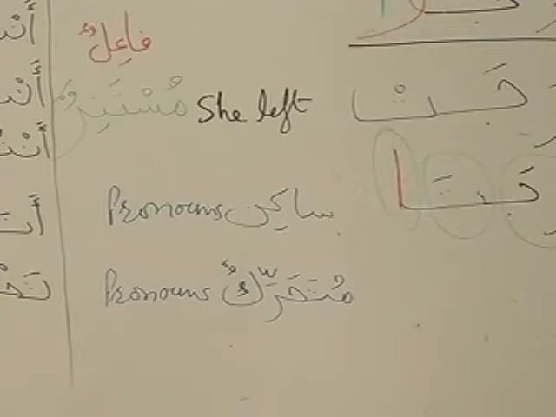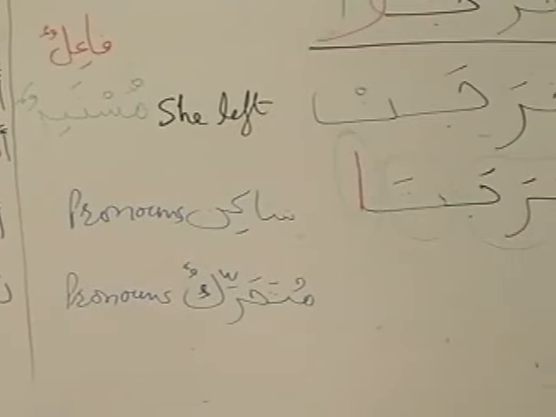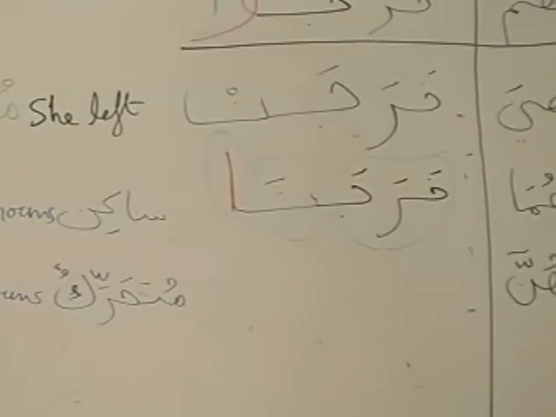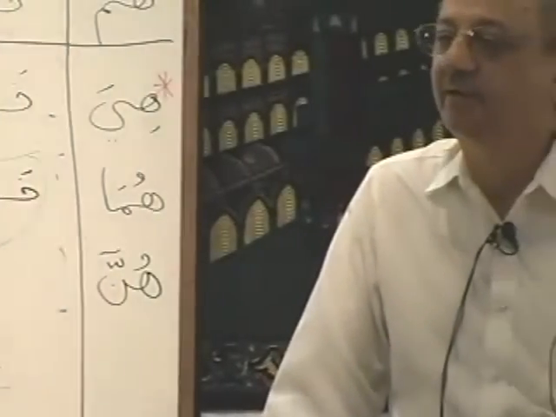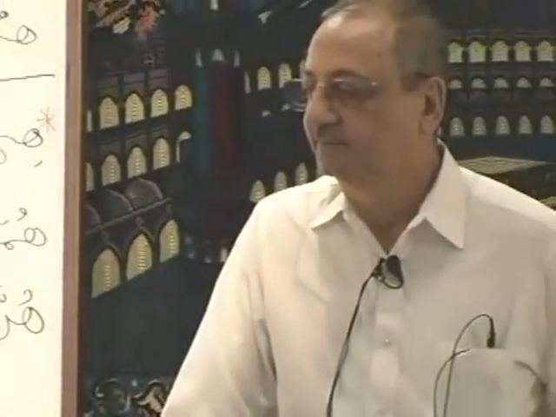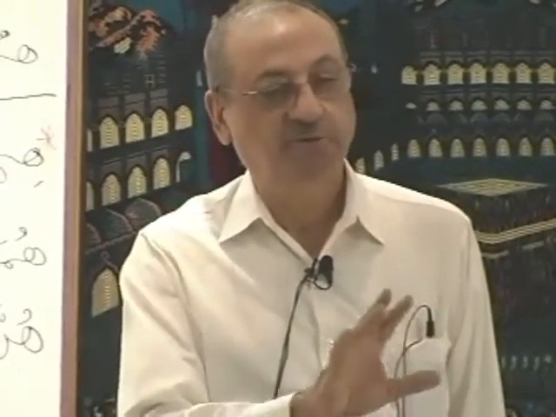This division, later on when we learn the weak verbs, will become very handy in our hands. Very, very handy, brother. So all you have to remember, what is it? Saakin pronouns and MuttaHarrik pronouns. Very soon you will have a good grip on it. Saakin pronouns are the first 5.